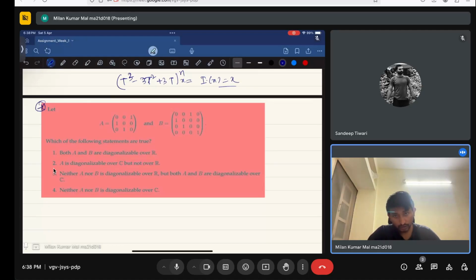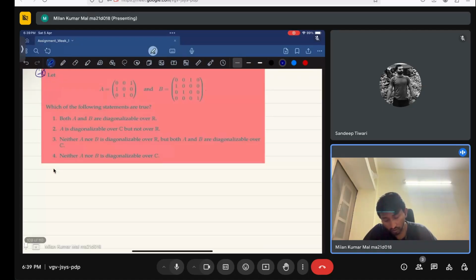Okay, so first of all, A is not diagonalizable, B is also I think not diagonalizable. But let's check which of the following statements are correct. Both A and B are diagonalizable over R. A is diagonalizable over C but not over R. Neither A nor B is diagonalizable over R, but both A and B are diagonalizable over C. And neither A nor B is diagonalizable over C.